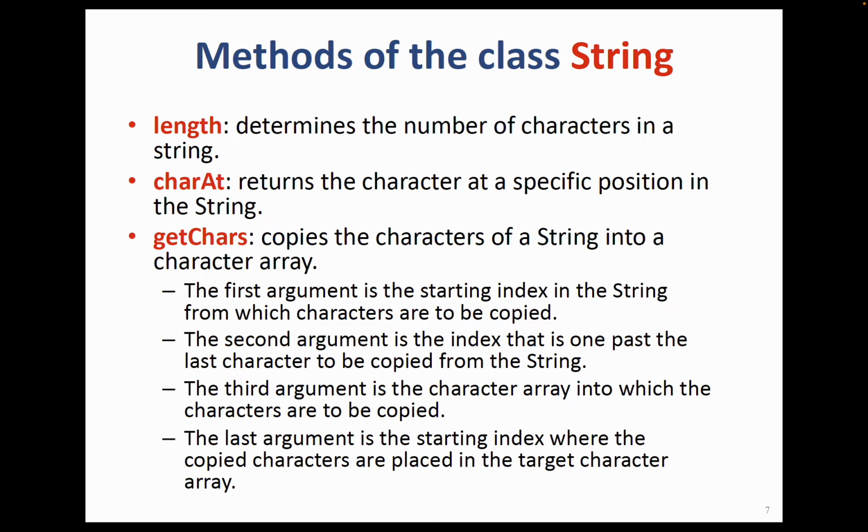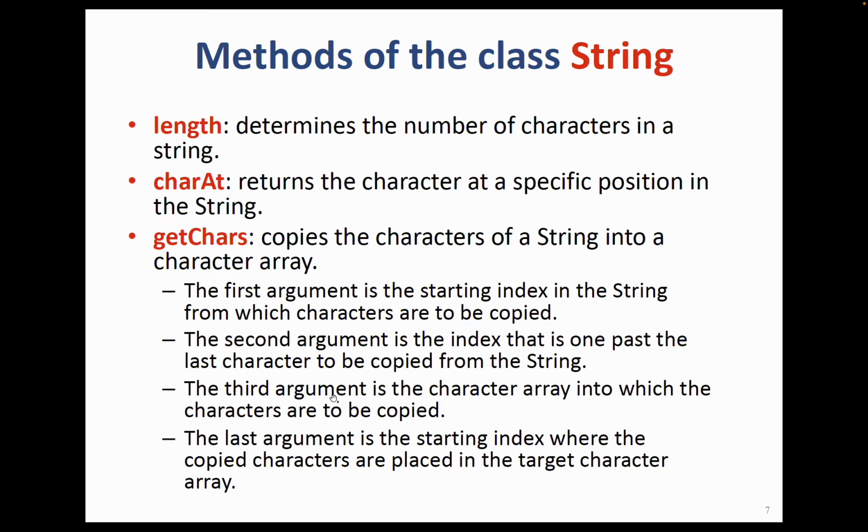This one, again, takes a bunch of numbers if you want to go through that, but basically I will just go very briefly. The first argument is the starting index. The second one is the index that is one past the last character to be copied from the string. So first and last. And the third one is the character array in which the characters are to be copied. So what I'm trying to do here is copy a portion of a string to another string. I'm defining what that portion is with these two arguments.